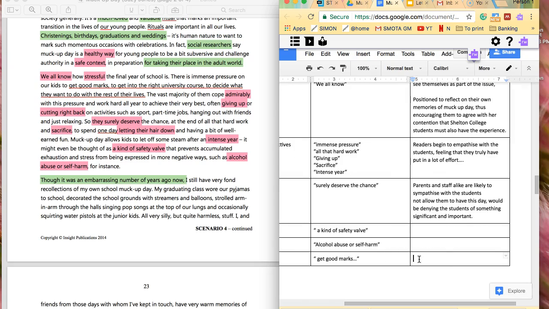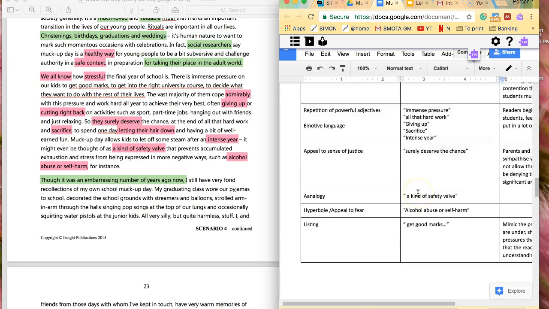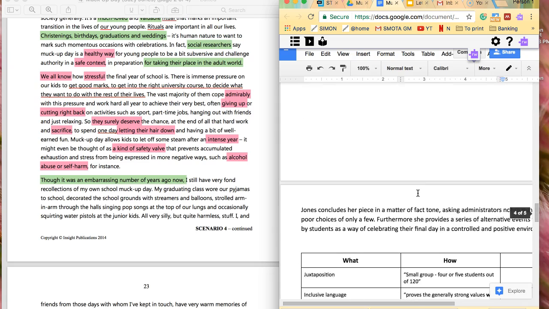Now, the reason that she does that is that it is supposed to mimic the pressure that the students are under. She is stacking up all the pressures that these students face so that the reader can have some understanding of it. Okay? All right, and then we need to move into our last argument.